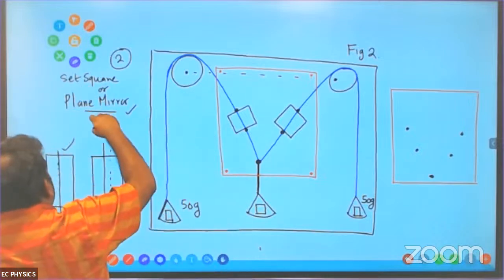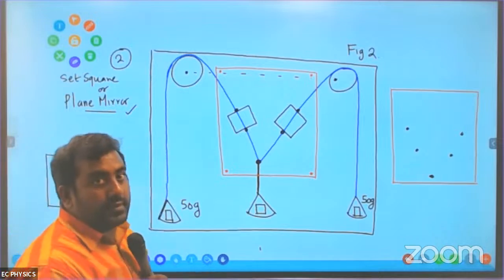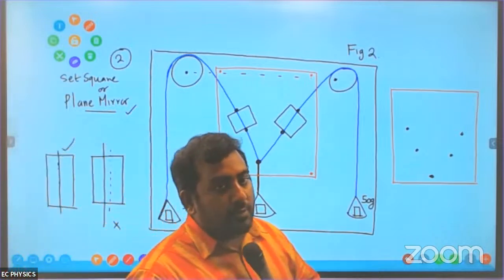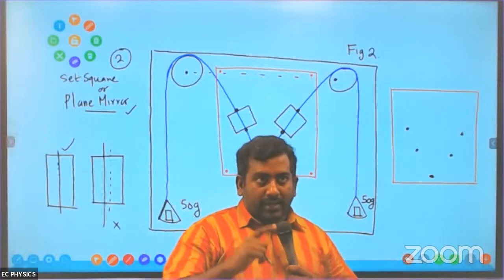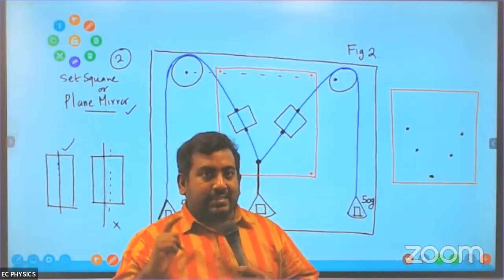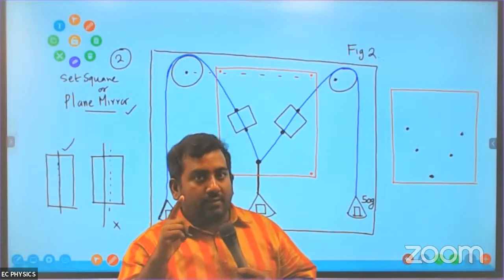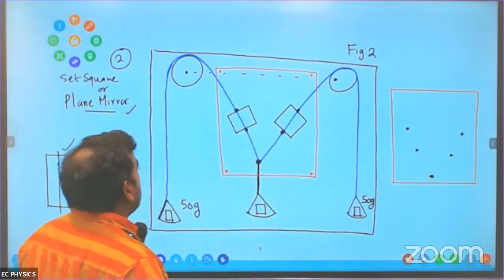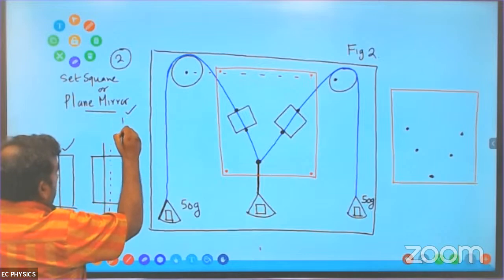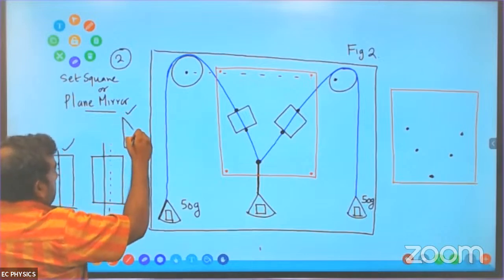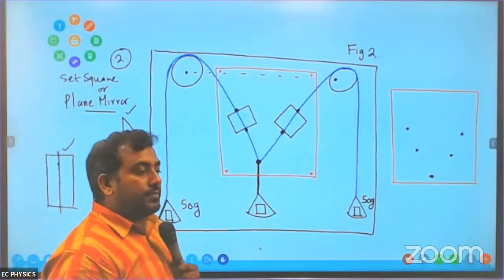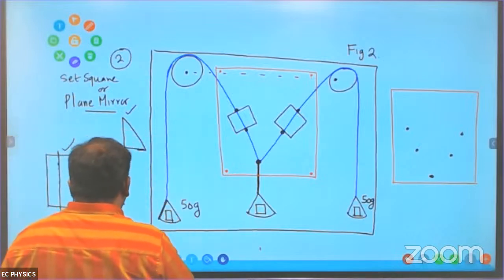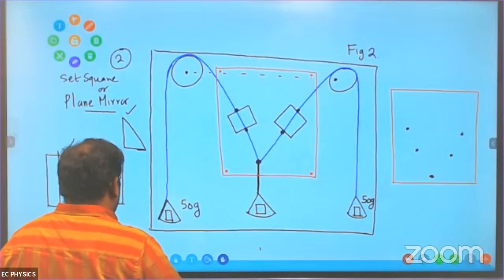What if you're going to use a set square? Now in your compass box, how many set squares do you have? You have 2 set squares. One is the 30, 90, 60 set square. The other is 45, 90, 45 set square. So any set square you can use. This is the set square. So what do you do? So this is what you do if you are using a set square.